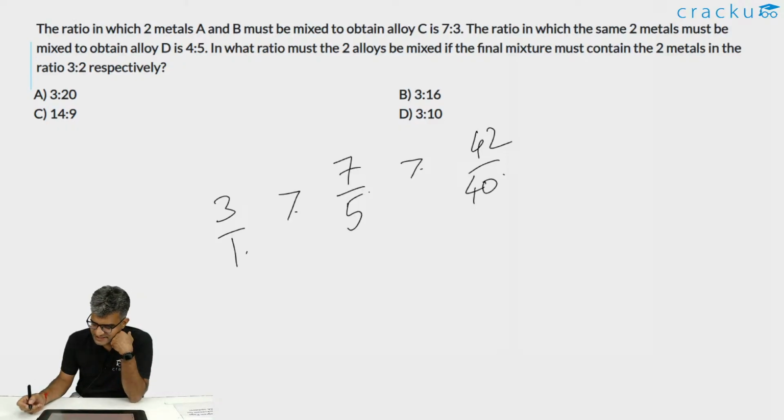Sir, are the dash cats on the level of CAT or are they harder? I think dash cats, we try to make these dash cats to be very similar to CAT 2024. So I don't think that dash cats are harder. We are trying to mimic CAT 2024 to the best of our abilities.